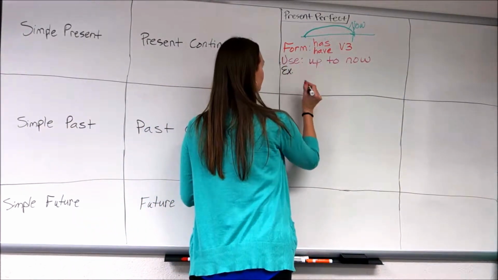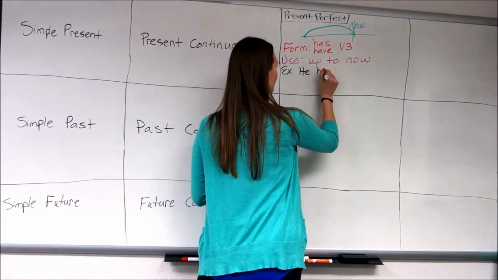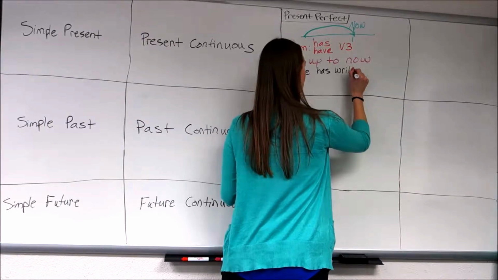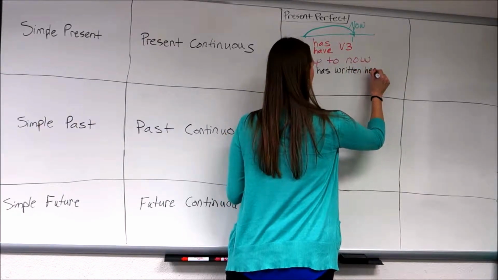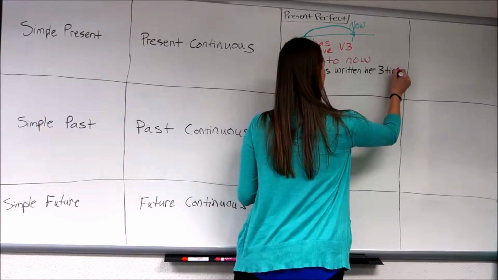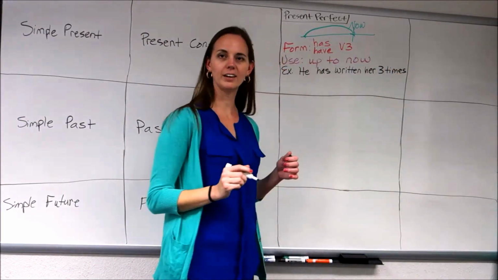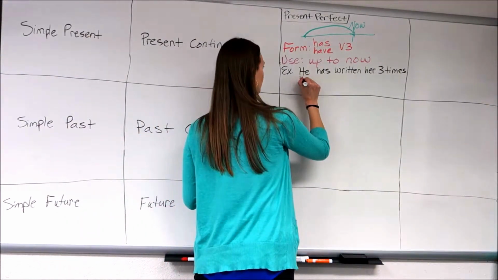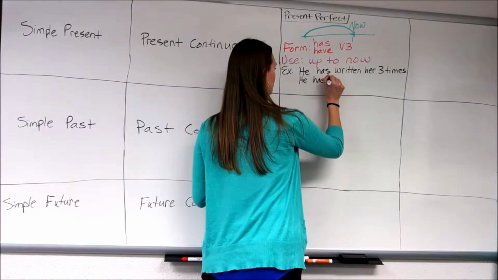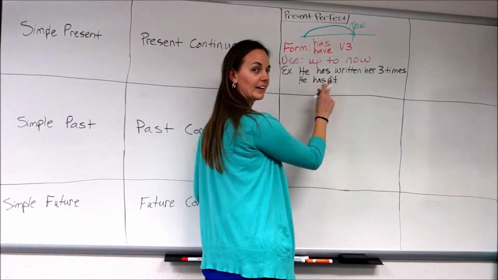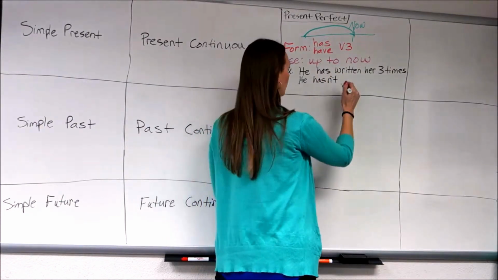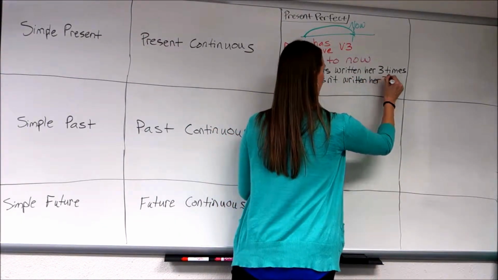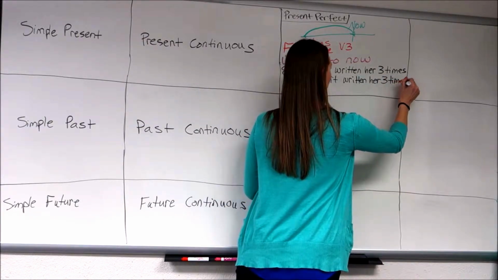For example, he has, and we'll use our same verb, written her 3 times. Okay, now if I want to make this negative, what is the form going to be? He hasn't. We just add in that negative. Again, I can use the contraction or 2 separate words. Written her 3 times.